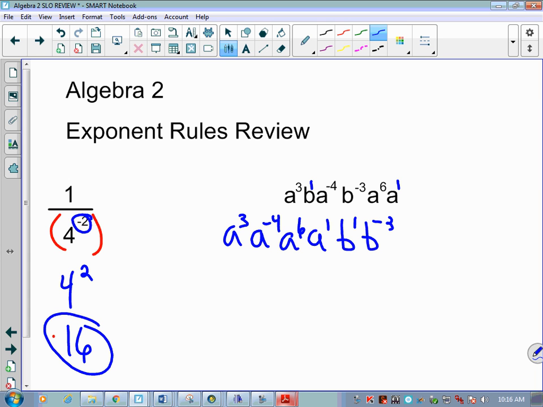All right, now I'm just going through and I'm adding all the exponents up of a, right? What's 3 plus negative 4?